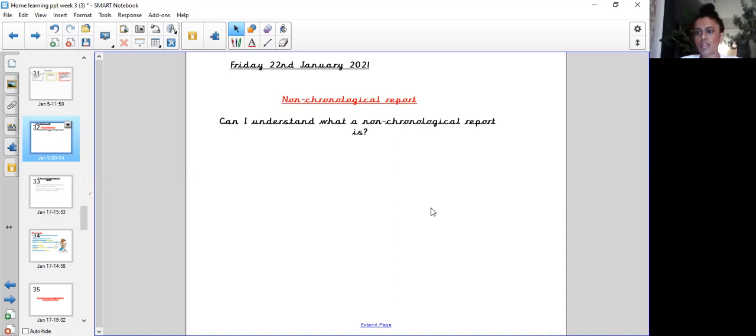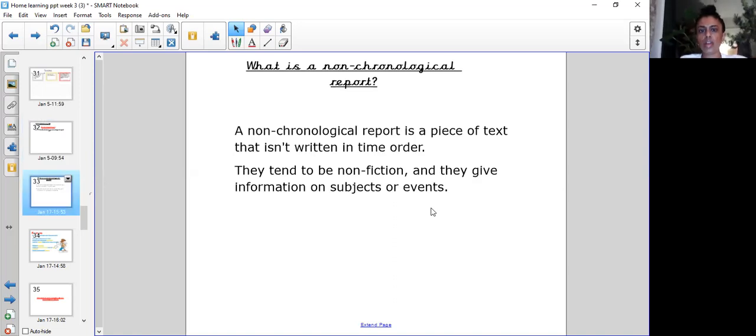So moving away from learning our instructions, we are now moving into learning about non-chronological reports. Our learning objective for today is, can I understand what a non-chronological report is? A non-chronological report is a piece of text that isn't written in time order. They tend to be non-fiction and they give information on subjects or events.